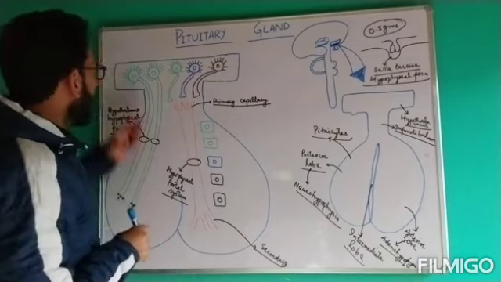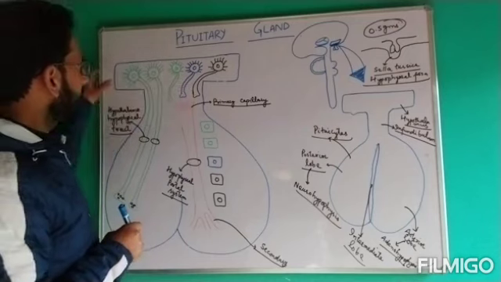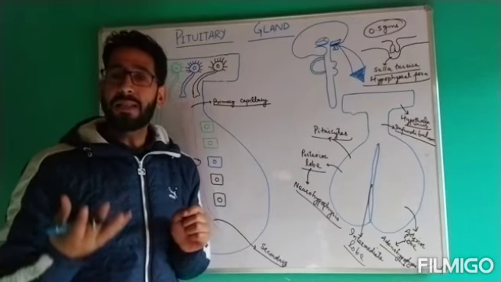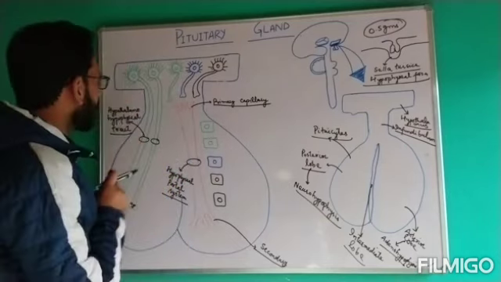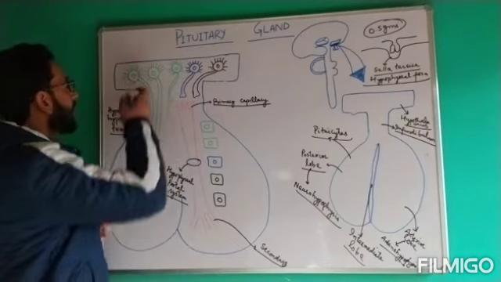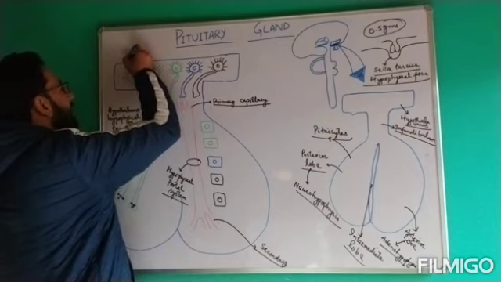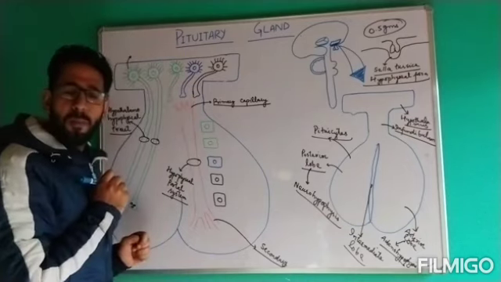Fine. So I have told you already that the hypothalamus contains various nuclei. Okay, it contains various nuclei. The first nucleus we are going to talk about here is called the supraoptic nucleus.